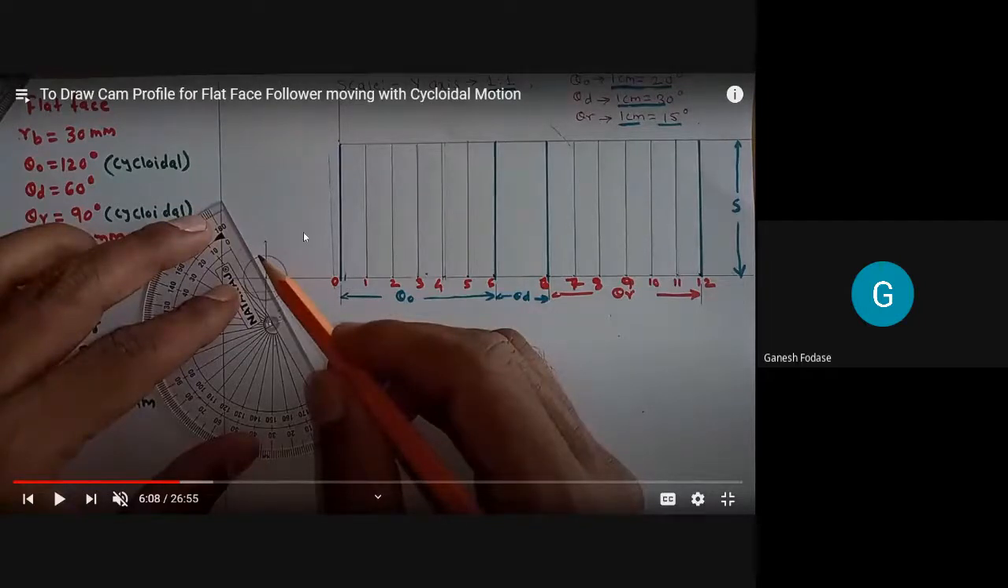Because these points I'm going to produce on the y-axis. But on the x-axis, how many parts have we taken? 6 parts. If on the x-axis we take other than 6 parts, let's say 8 parts or 12 parts, then you can take 12 or 8 parts here. But as the 6 parts are already considered here during rise as well as return, hence I divide the circle into 6 parts. Is it clear why to divide into 6 parts? Yes, sir.